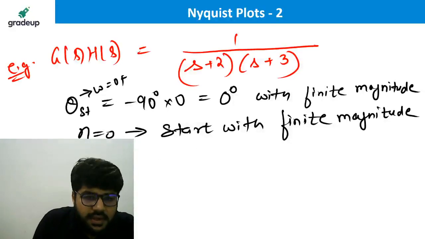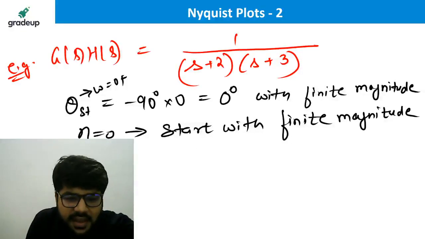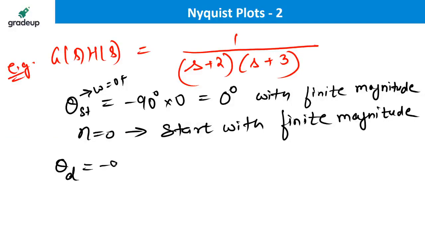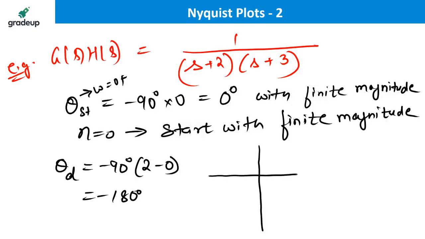Now, theta diving, I will write down theta diving, that is minus 90 degree into 2 minus 0. 2 poles and no zeros. So this is minus 180 degree. Diving means diving into the origin, obviously.